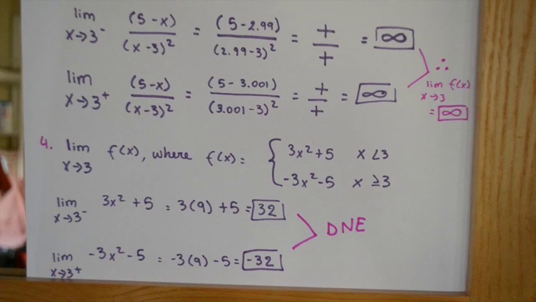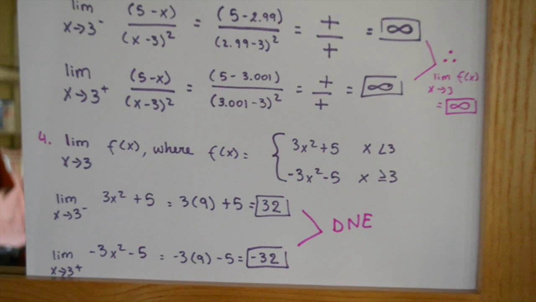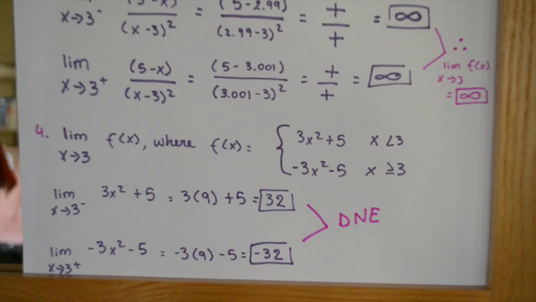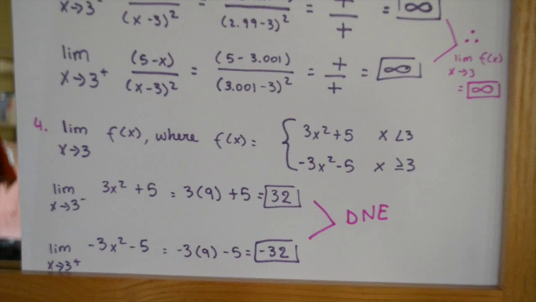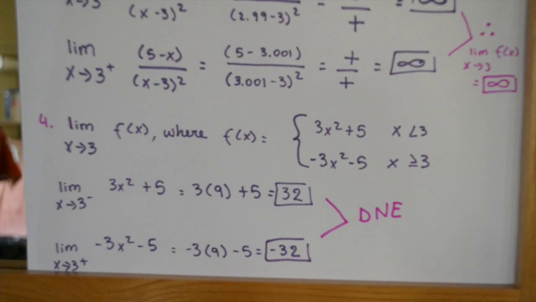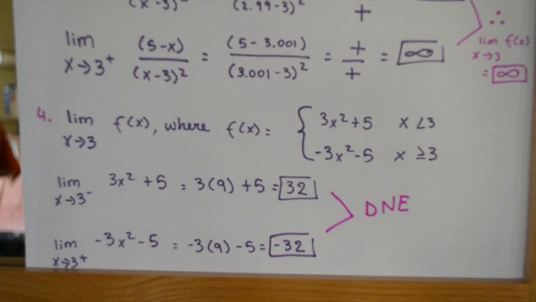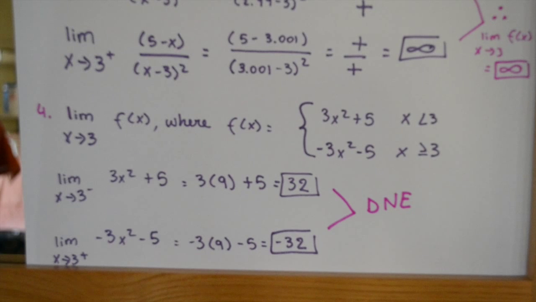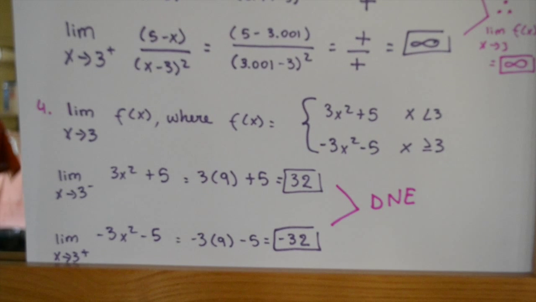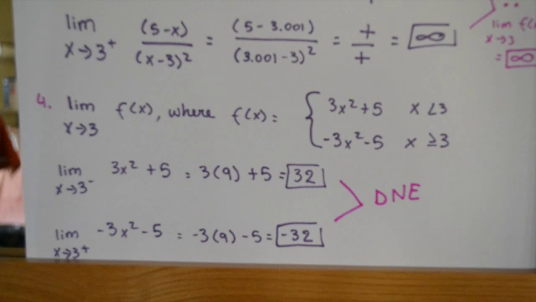The first function, 3x squared plus 5, asks for values that are smaller than 3. So you want to test your limit from the values that are from the left of 3, so smaller than 3. So then you get the limit of 3x squared plus 5 as x approaches 3 from the left, and then you plug in 3. So 3 times 9 plus 5 equals 32.